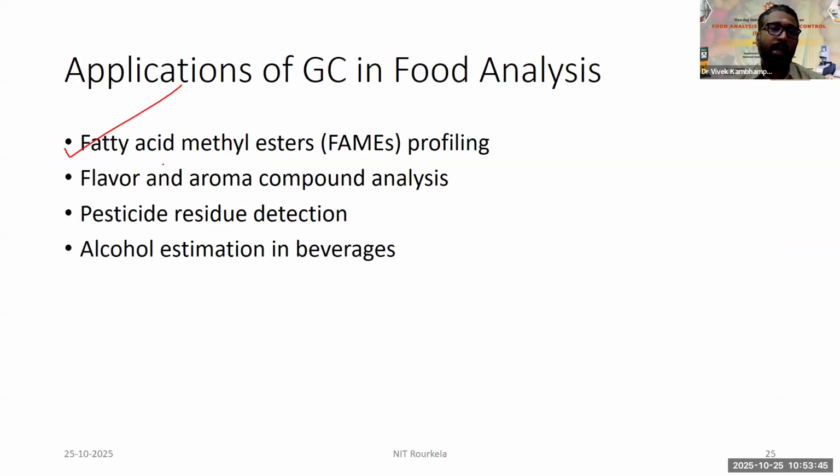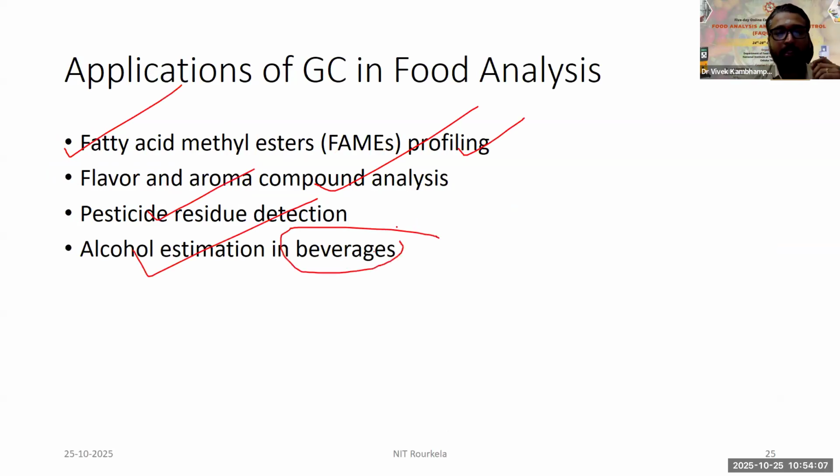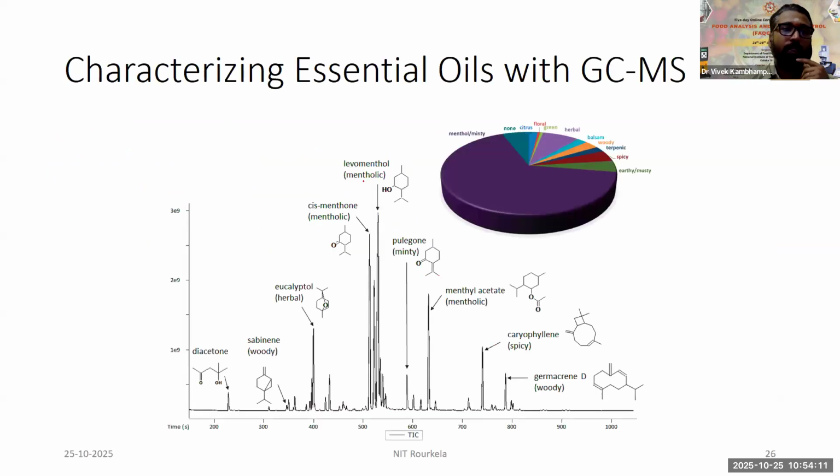Okay, next one is applications of GC in food analysis, where you can use it for fatty acid methyl esters, FAME profiling. Then flavor and aroma compounds analysis, pesticide residues, alcohol estimation in beverages. If the beverage is fermenting, then you can estimate the alcohol percentage in your samples.